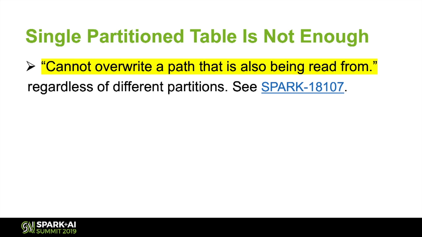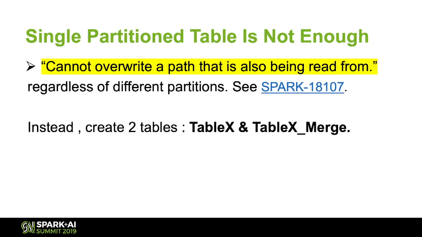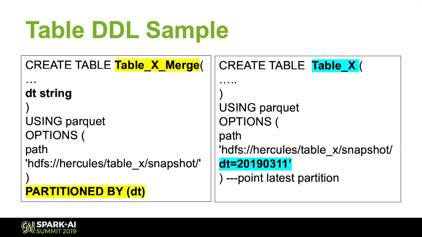So instead, we have to create two tables. One is table X, one is table X underscore merge. And here is the sample. Table X underscore merge is a partition table and keeps snapshots for each day. And table X only points to the latest partition for the downstream reference, and is also used to populate the last snapshot. The usage of these two tables will be shown in the following SQL conversion part. With this trick, the error could be bypassed.